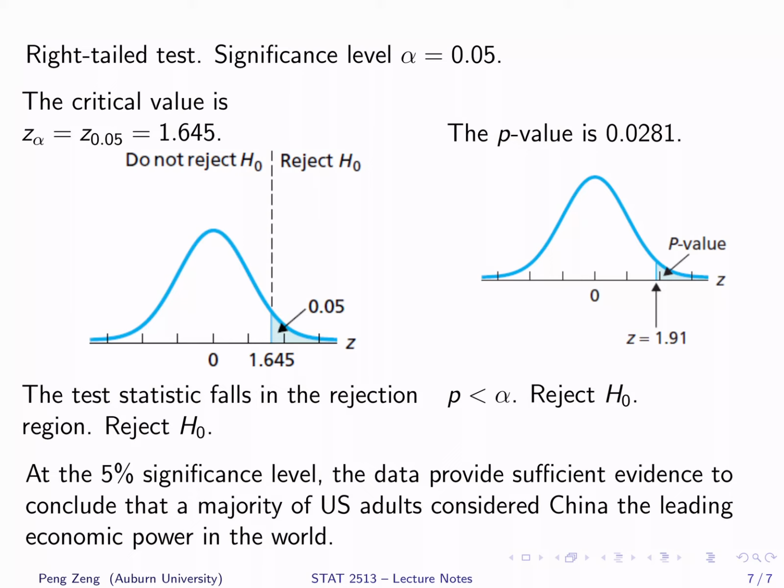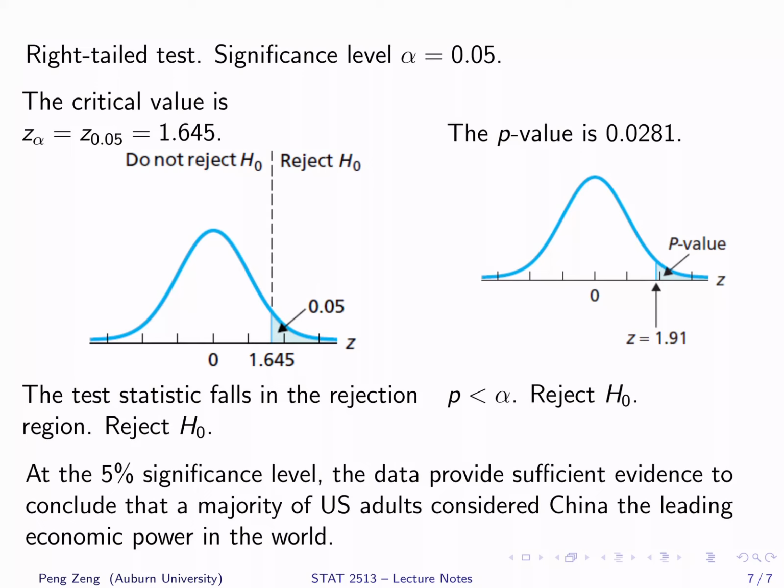It is a right-tailed test with significance level 0.05. We can draw a conclusion using either the critical value approach or p-value approach. Using the critical value approach, the critical value is z alpha equals z 0.05 equals 1.645. The test statistic is larger than 1.645 and falls in the rejection region. Therefore, we reject H0.